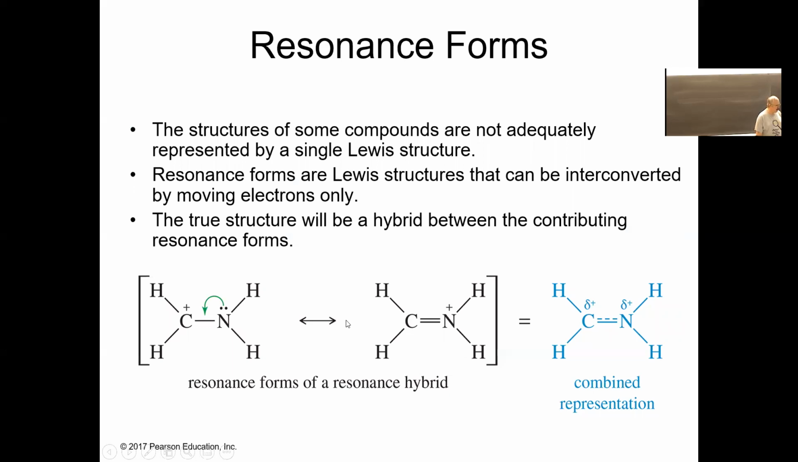Charge must be conserved. We have to have the same total charge in all of our resonance contributing forms. These are separated by a double-headed arrow. That's distinctly different from this, which represents an equilibrium or a reversible reaction. In an equilibrium, we can move atoms around, but in a resonance situation, we can only move electrons.